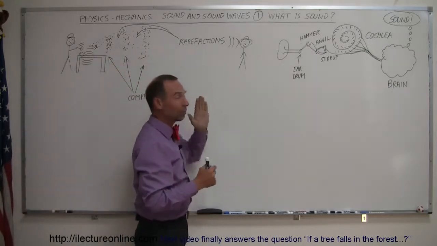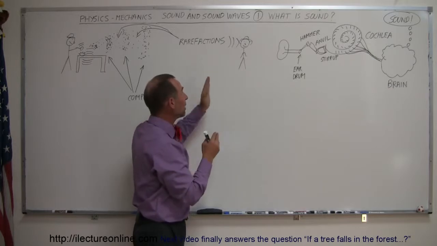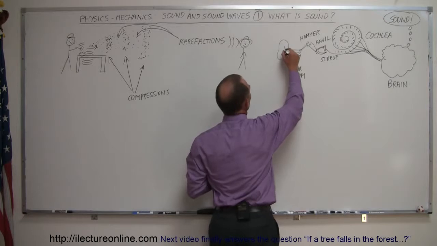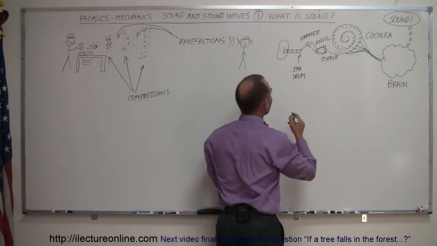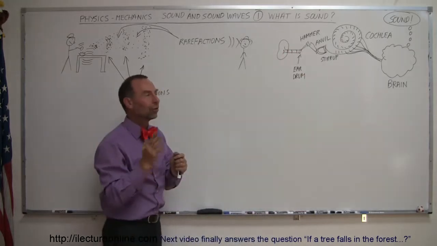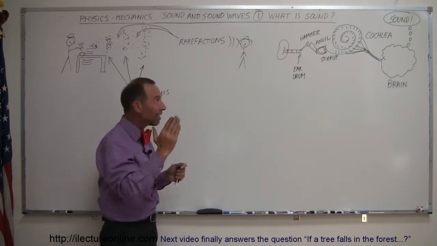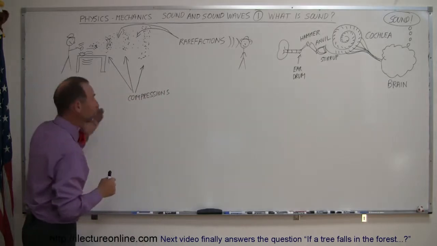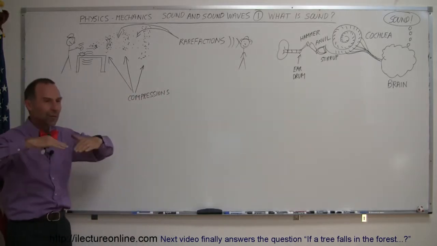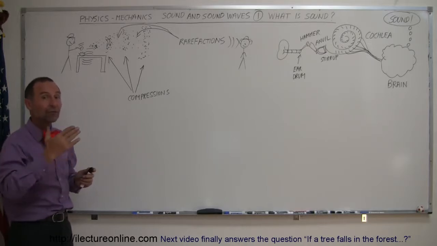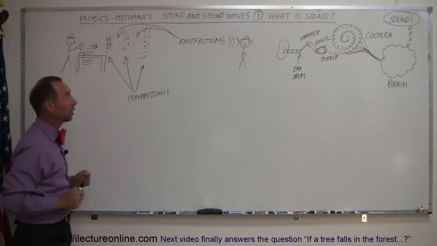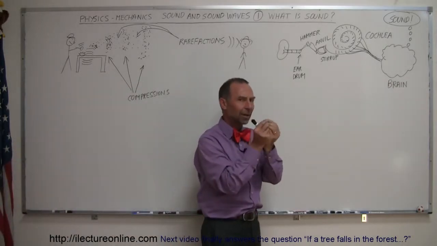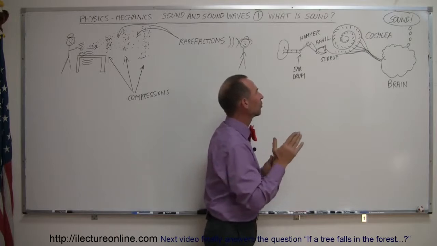So eventually, these compressions and rarefactions reach somebody that has an ear, and the ear has an ear canal. So these compressions go inside the ear canal and bump against the eardrum. And so the eardrum begins to vibrate at the very same frequency as the frequency of these air compressions. Now, for different surfaces, the vibrations will be at different frequencies, and therefore you'll create different frequencies of sound waves.